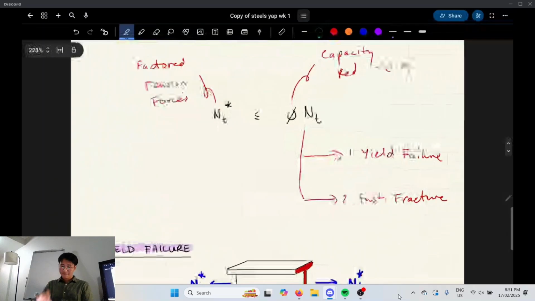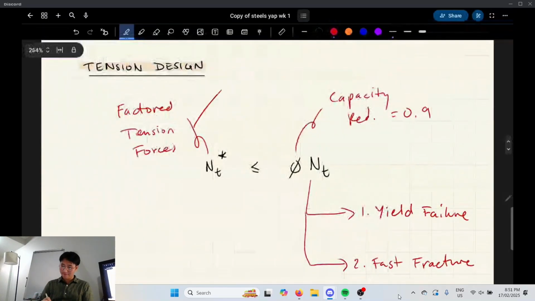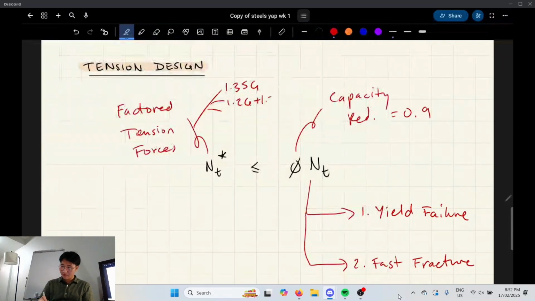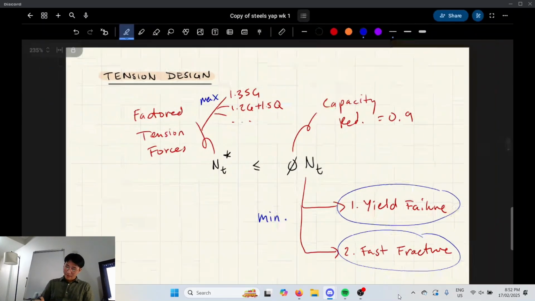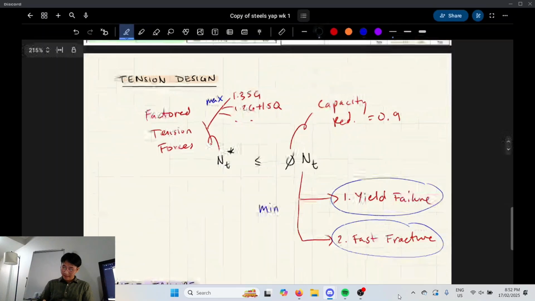But okay, say we do all these load combinations: 1.35G, 1.2G plus 1.5Q, etc. Do we take the max or the minimum for this? For the left hand side? The max. Very good. What about the right hand side? Minimum. Why is that? Because you want to find the capacity of it, and you want to always take the smaller one because then you're designing for the worst case. Yeah, it's going to break first, right? Exactly. Great. And so the first mode of failure we're going to look at is yield.